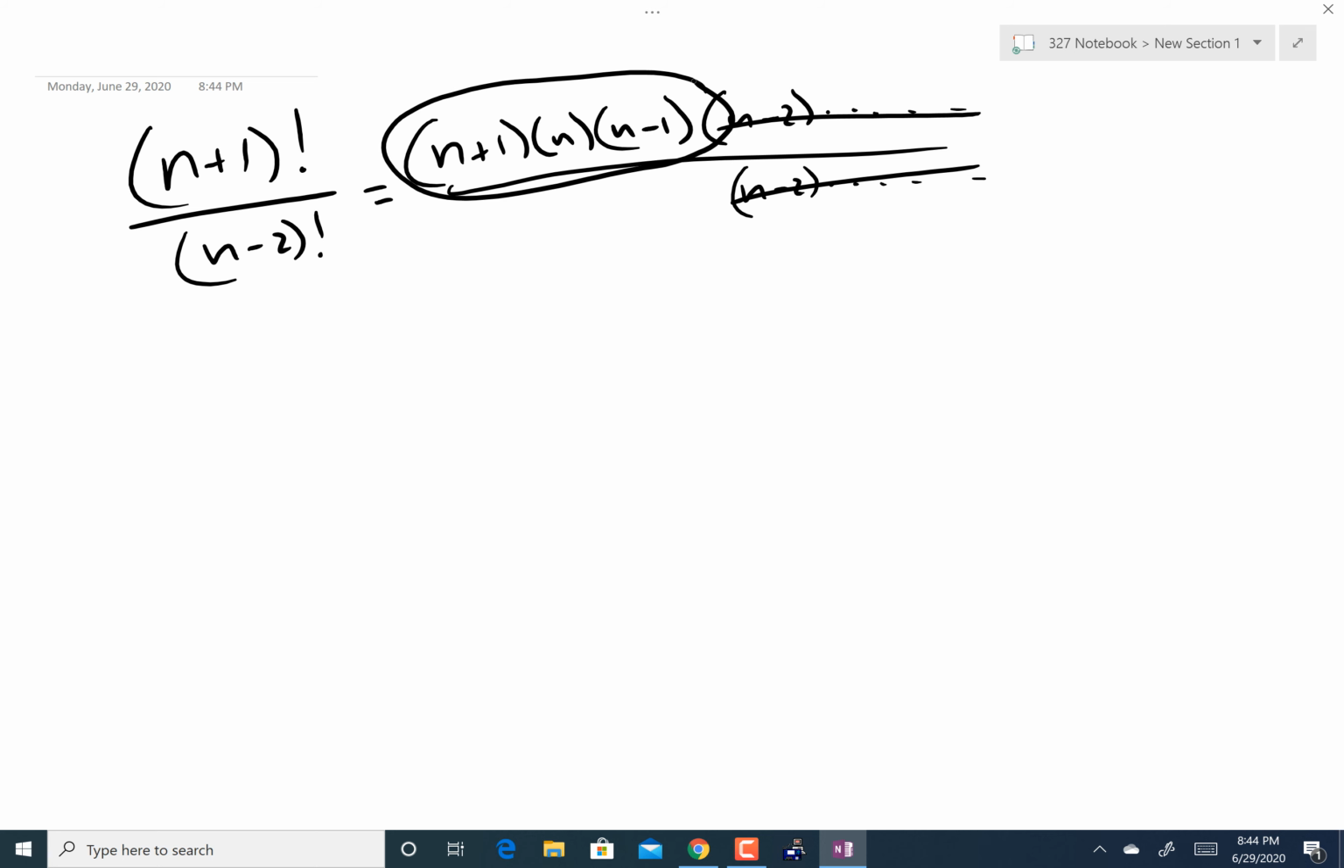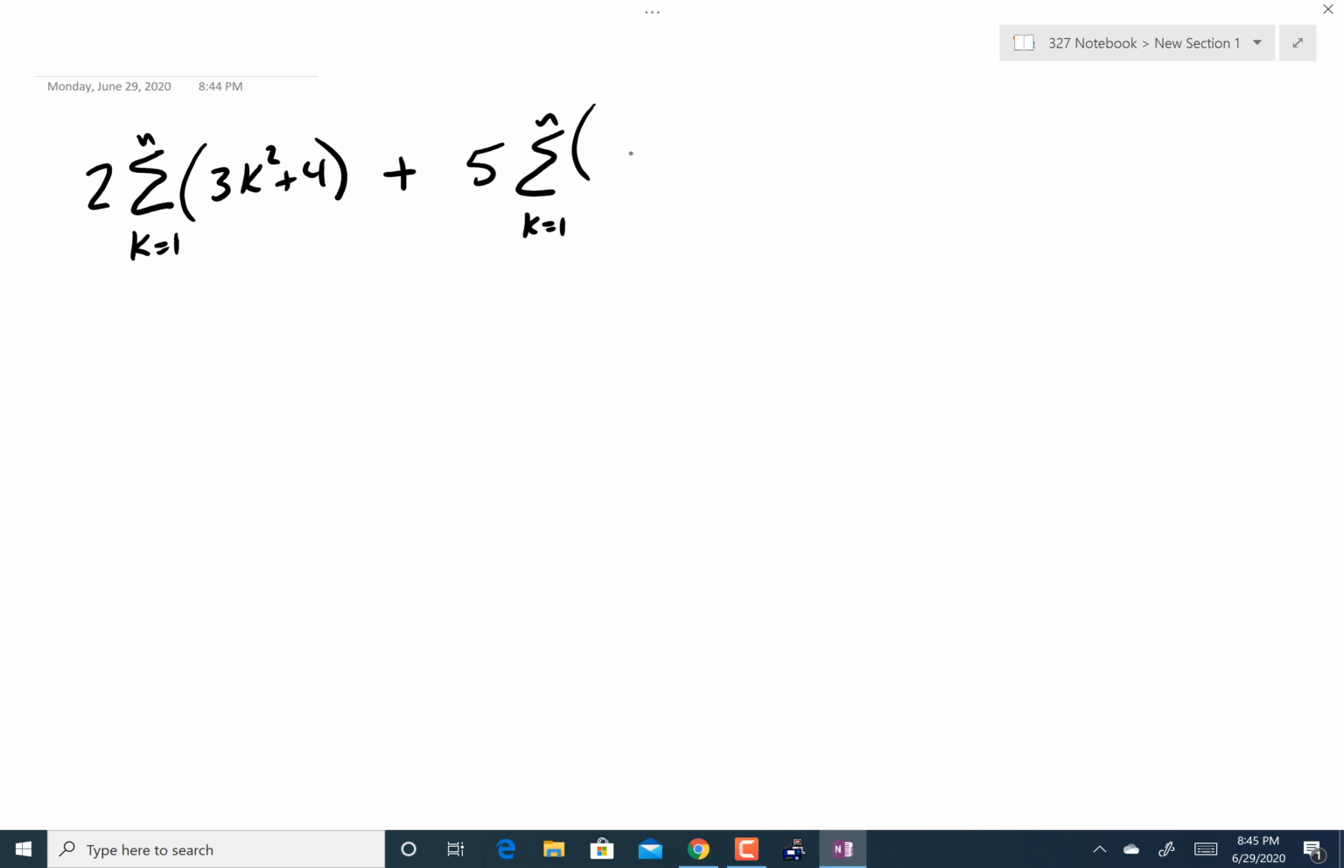Okay? What if you had this guy, and it wants you to express this as a single summation, or a single sigma notation kind of a problem. So 2 times the sum, k equals 1 to n, of 3k squared plus 4, plus 5 times the sum, k equals 1 to n, of 2k squared minus 1.